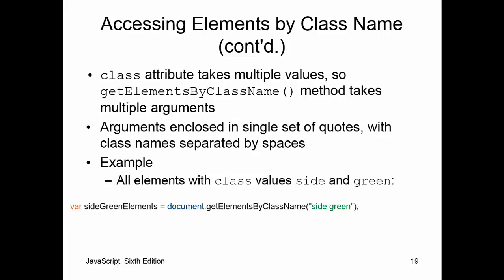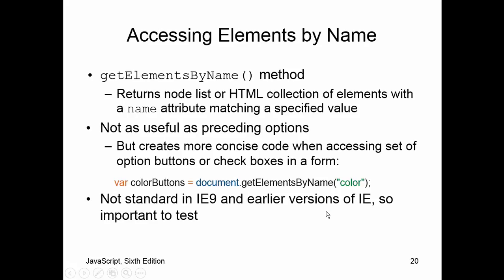Class attributes take multiple values, so the getElementsByClassName method takes multiple arguments. Here's an example: all elements with class either of side or green. All class names provided as arguments must be enclosed in a set of quotes.